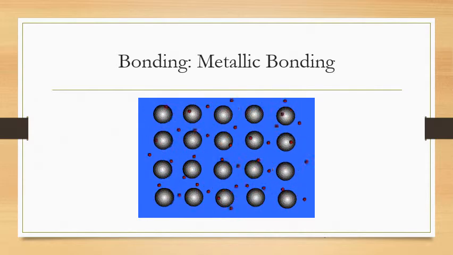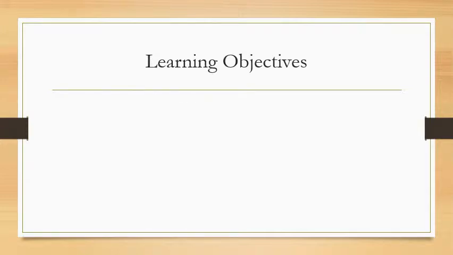Okay, so welcome to the last unit in the topic of bonding, metallic bonding. So we've looked at ionic bonding, where electrons are taken and given by atoms through forming of ions. We looked at covalent bonding, where atoms share electrons, and now we're going to look at metallic bonding. And so these are the three learning objectives for the final topic.